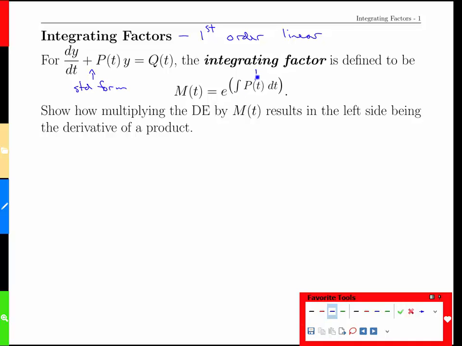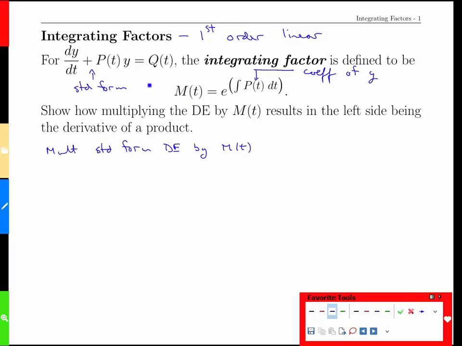What we do is grab the coefficient p of t. That's the term that's in front of the y. There's nothing in front of the y prime. It's going to have a coefficient of 1. So we grab the coefficient of the y and put it inside an integral and an exponential, and we'll see why this makes sense. And the next step is going to be multiplying the standard form of the DE by m of t, or m of x if that's your independent variable. So let's see how that plays out.